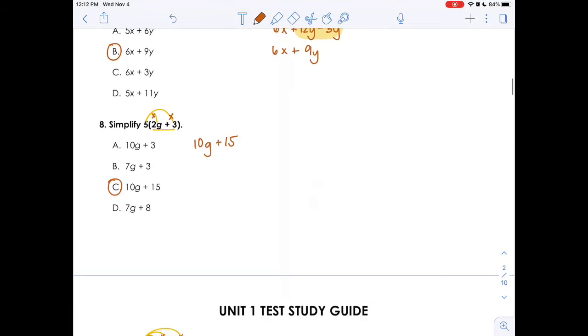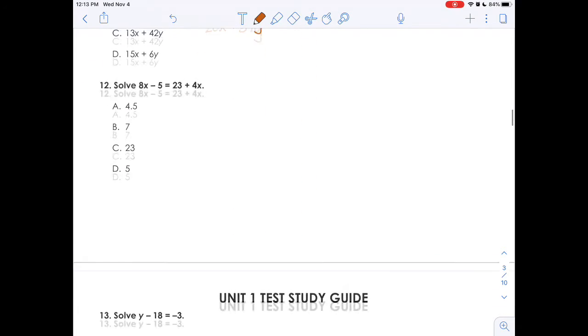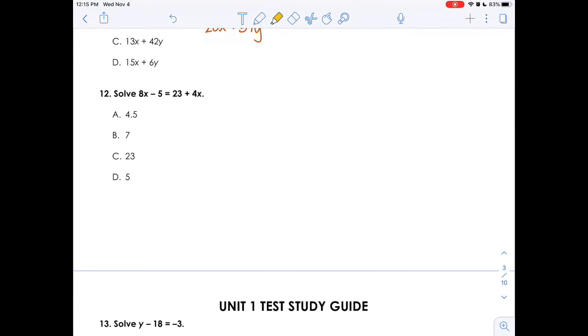Now I'm going to go back down to number 12. Here I also have a variable x that I'm trying to get by itself. I'm trying to solve for x. This one's different though because I have x's on both sides. So the first thing that I want to do is get those x's together on the same side. So I'm going to subtract 4x from both sides.